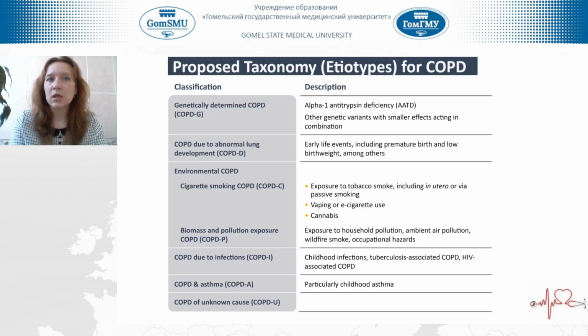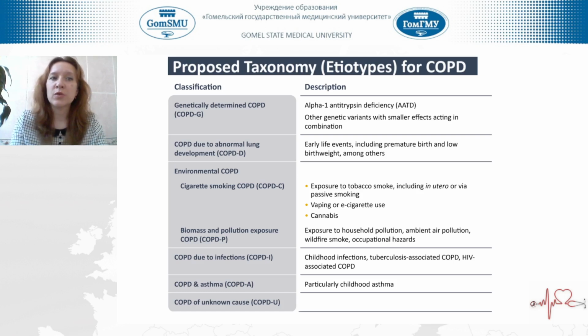These are the proposed etiologies for COPD. And this is the classification: genetically determined COPD, which can be described as alpha-1 antitrypsin deficiency, or genetic variants with small effects acting in combination. It can be COPD due to abnormal lung development and early life events, including premature birth and low birth weight, among others.